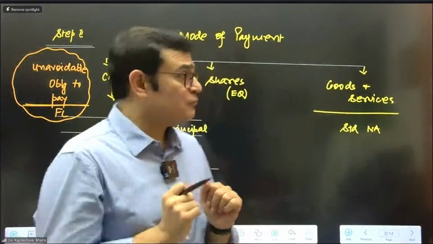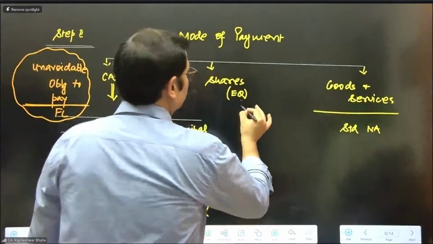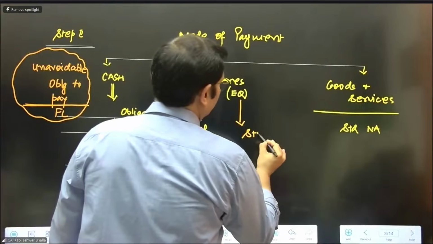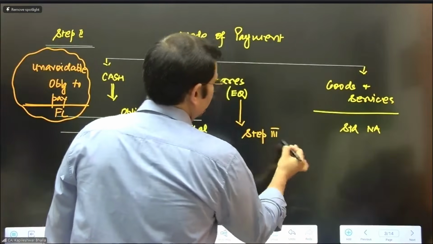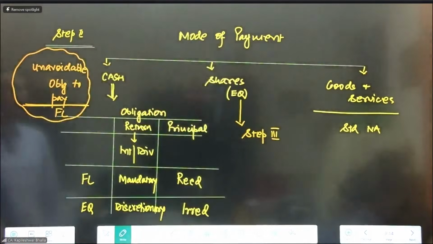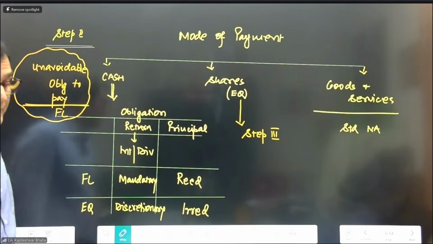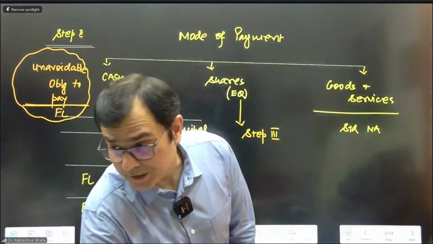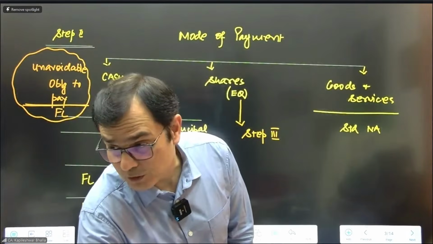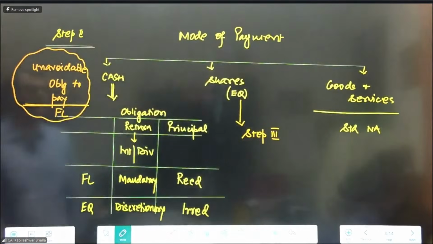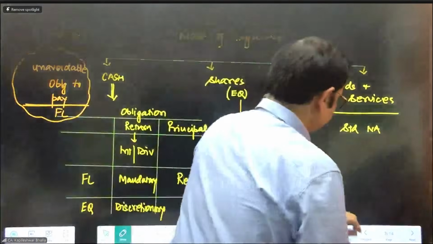Then your focus comes in terms of, if the mode of payment is shares, we go to step number 3. So this was step number 2, which is one of the crucial points in terms of deciding the nature. That means you need to consider very carefully what is the mode of payment. Further, we come to step number 3.